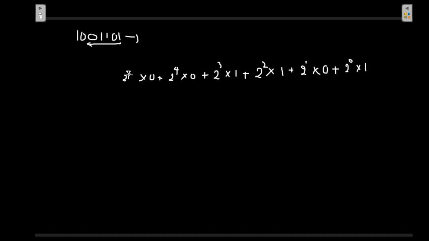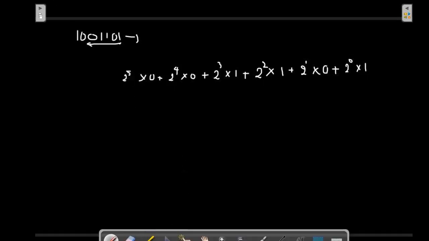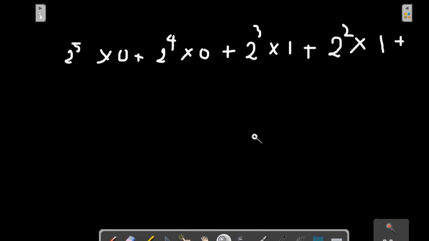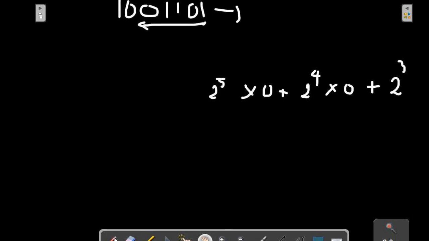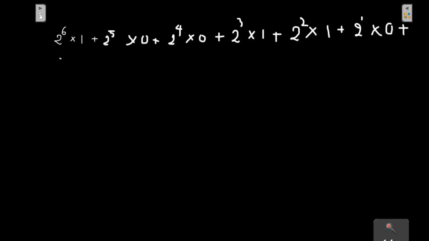I'm sorry if this is too small for you. I'll just magnify this. Again we can write plus 1 into 2 to the sixth power. 2 to the sixth power is 64, plus 2 to the power 5 is 32, but 32 times 0, this whole thing becomes 0. So we will write plus 0.